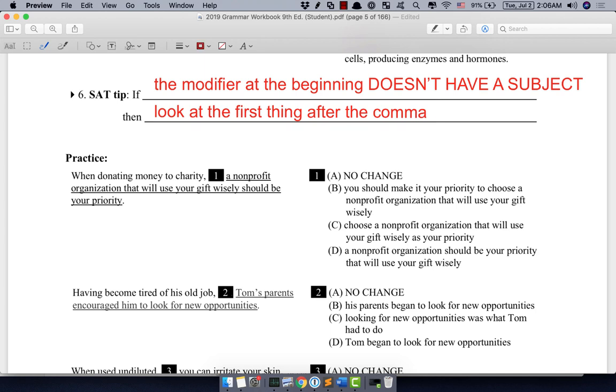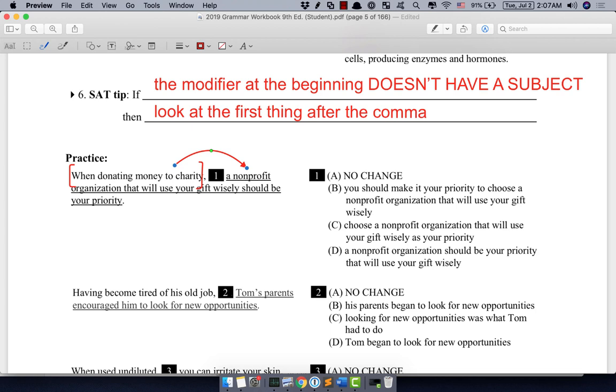Alright, so the answer is, raise your hand if you have A, raise your hand if you have B, raise your hand if you have C, raise your hand if you have D. Okay, cool. Hopefully you raised your hand for B, because here you have a modifier in the beginning. And this modifier doesn't tell you who is donating money to charity. So in the original sentence, who is donating money? It's the nonprofit organization. Okay, so draw an arrow to the nonprofit.